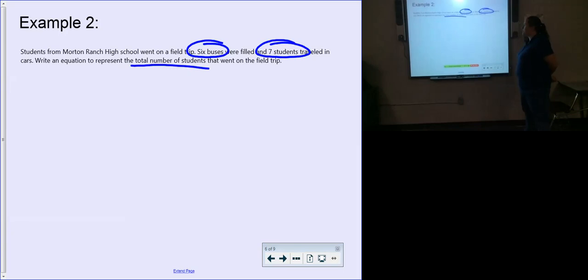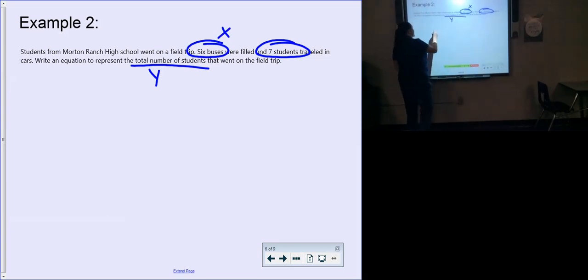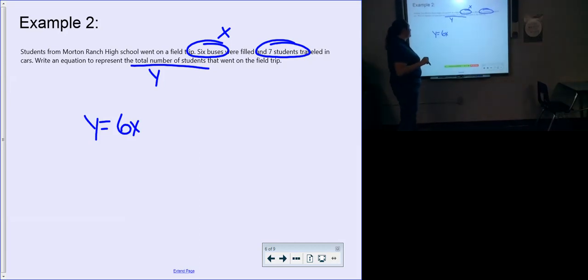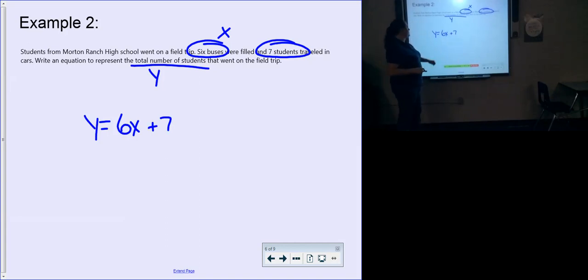All right, so I'm writing an equation for the total number of students that went on the field trip. So total number of students, that is going to be my Y. My X is going to end up being with my buses because I don't know how many students are on each of those buses. So my equation is going to be Y equals 6X. And then the 7 students that traveled in cars, that's going to be plus another 7. Because my total number of students, I'm taking how many are on the buses plus the number that are in the car.